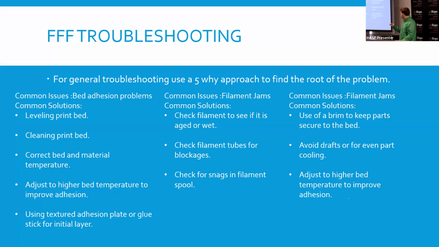And using a textured adhesion plate or glue stick for the initial layer. So when I printed this, it was at the bottom here. Well, I didn't print it, but the manufacturing guy did. He printed it with it sitting on the bed right here. Now, what a glue stick is going to do is it's an adhesive. It's going to stick it to the bed. It's meant for the initial layer. The other part, a textured adhesion plate, is going to create more surface area for your polymer to grab onto to stick to that bed and hold onto it.